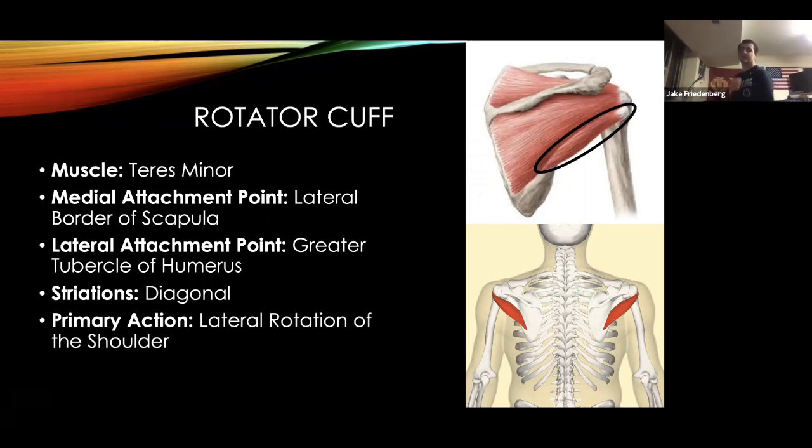Similar to the infraspinatus, greater tubercle and teres minor, to decrease the angle, you'd have to laterally rotate your shoulder joint away from the body, and this would decrease the angle between those 2 points.